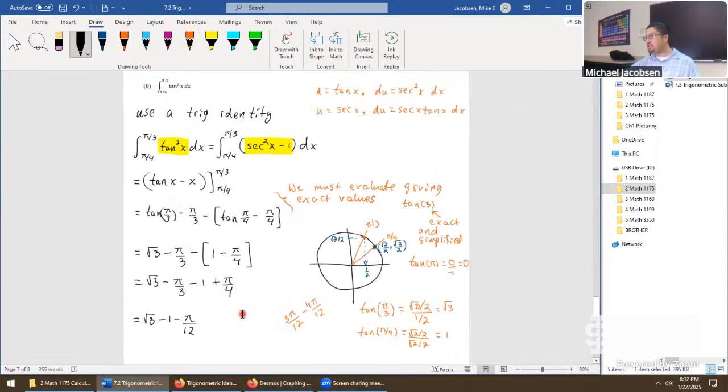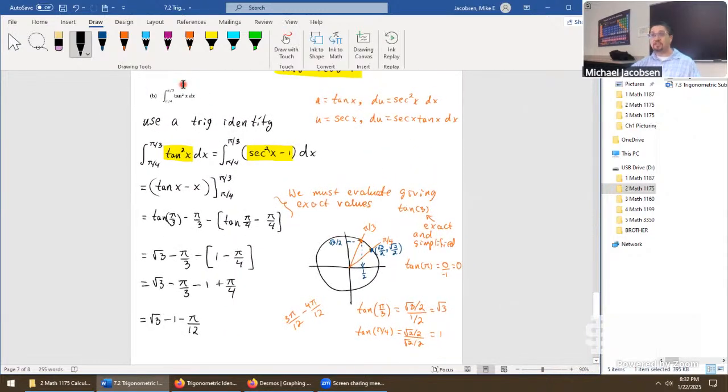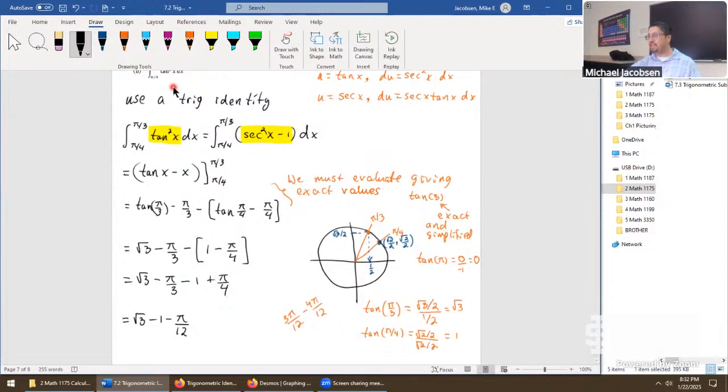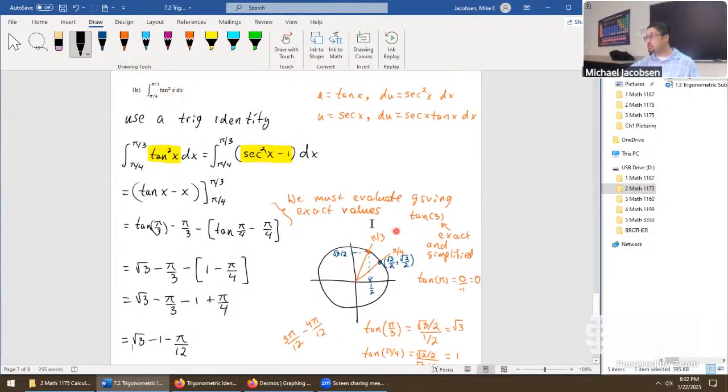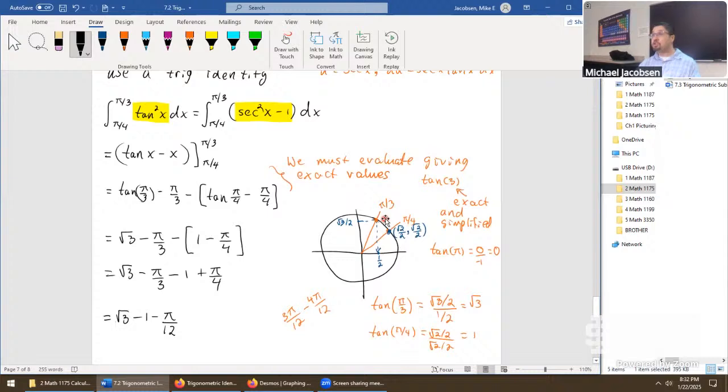We did it, folks. This was kind of a nasty one. I think there's a similar one in the homework where it's like a cotangent squared as opposed to a tangent squared. But any questions on getting through this one?